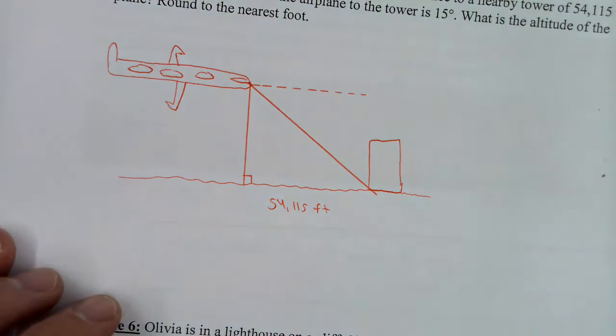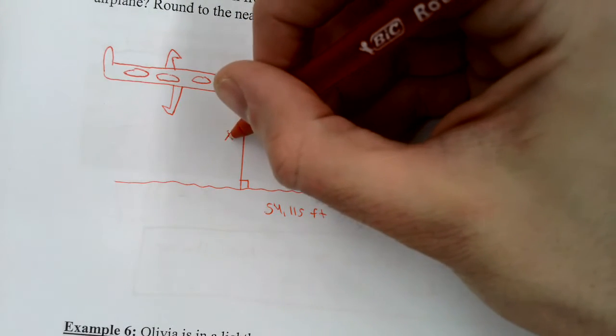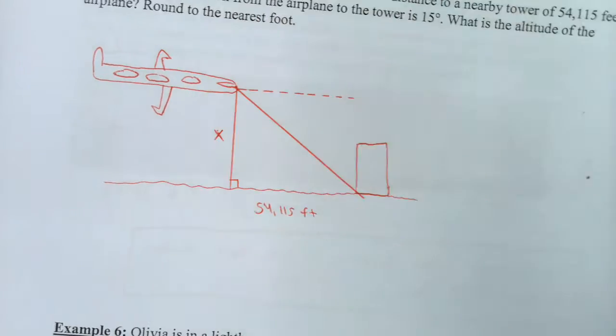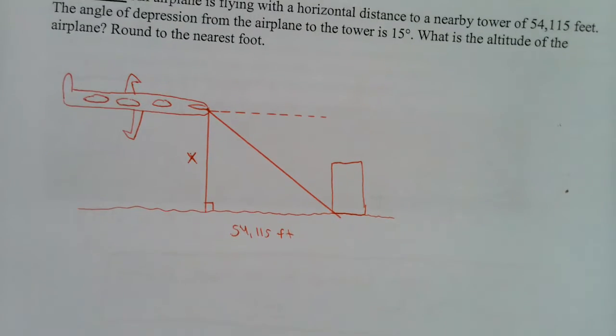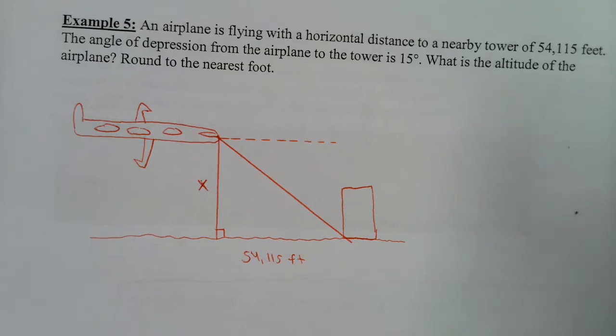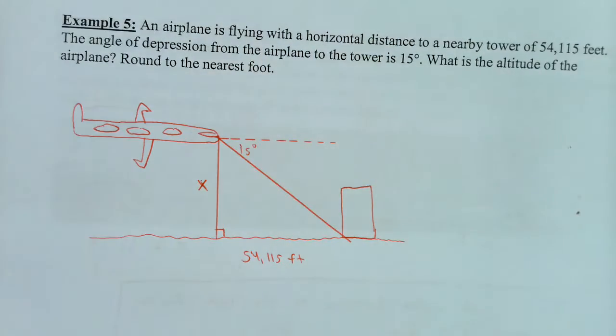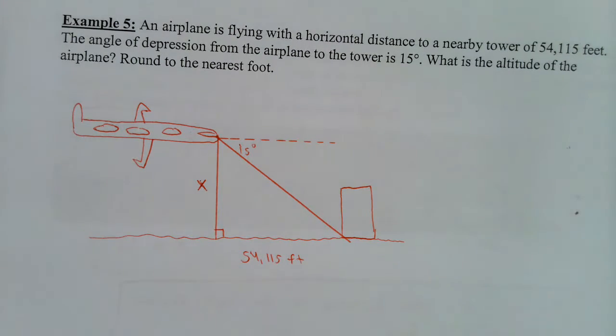The question is, what is the altitude of the airplane? How far above the ground is the airplane? So I'll put that X right there. So I guess the only question is, where does the 15-degree angle go? And again, there's more than one way to draw your diagram for this problem, but my 15-degree angle does not go there. It goes here. It's the angle below the horizontal line, which is right there. 15 degrees goes right there.